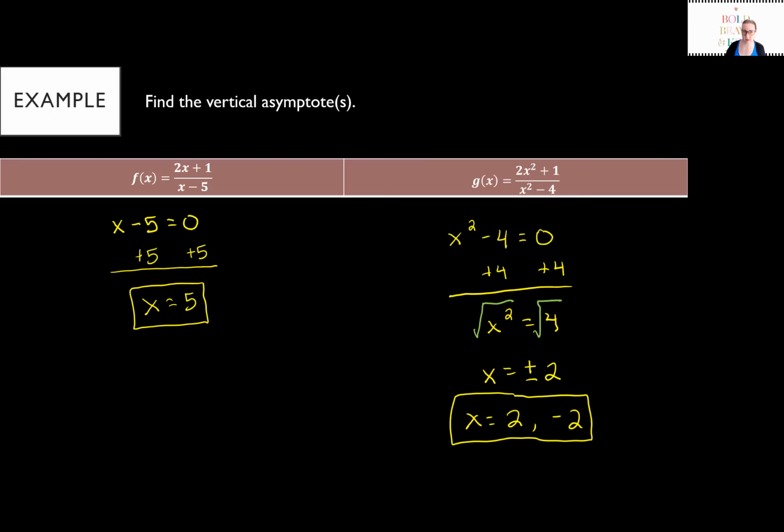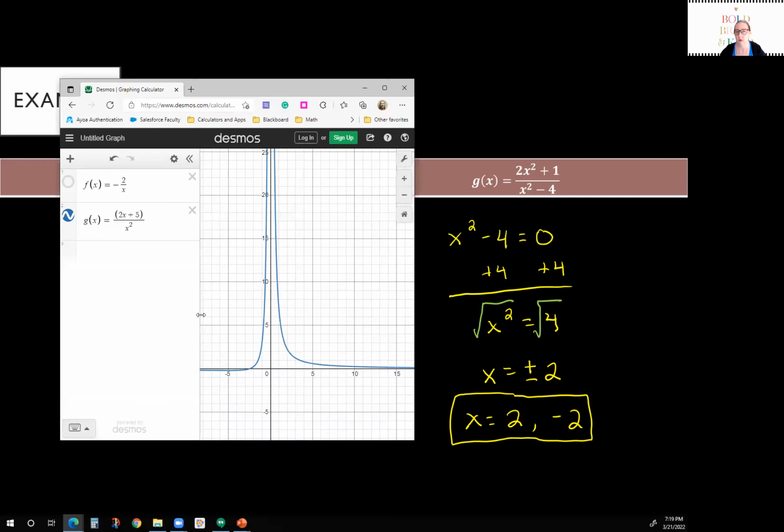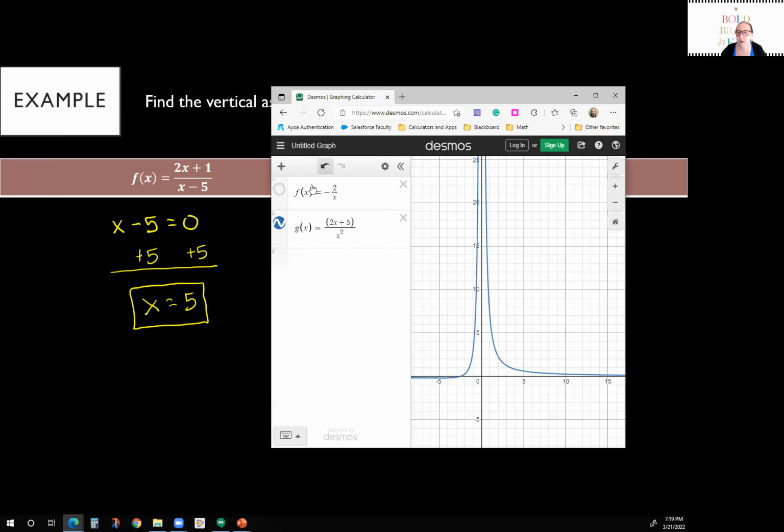So let's take a look at these on Desmos. So I will start with our f function here, 2x plus 1. Oh, I wasn't paying attention when I was typing. I thought I had deleted what I had. 2x plus 1 divided by x minus 5.